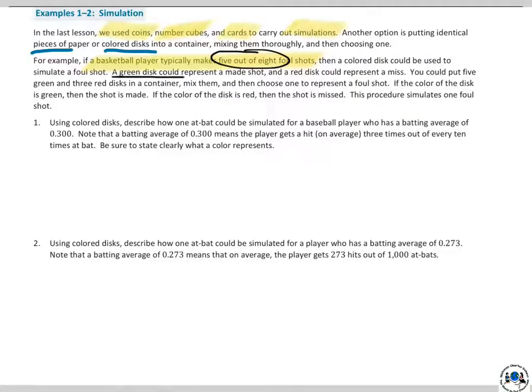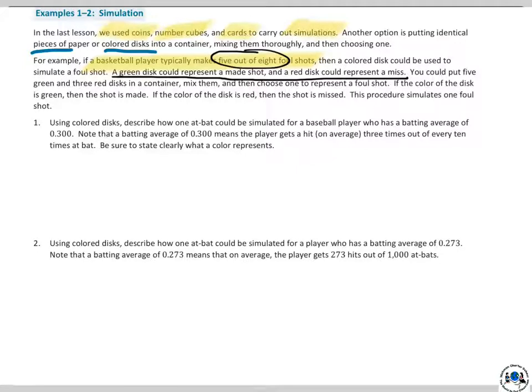The reason we only need 2 colored discs is because there are only 2 outcomes. It could either make or miss. We need 2 outcomes, so we need 2 colors. And in this case, they want to have a green or a red. So you could put 5 green discs and 3 red discs.